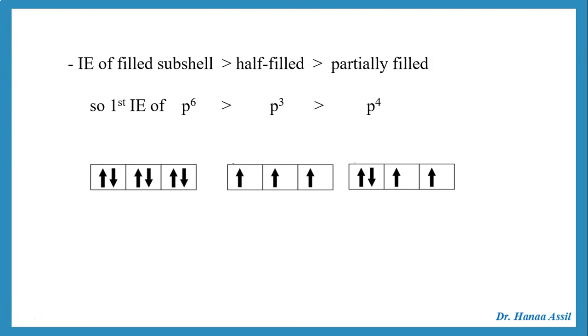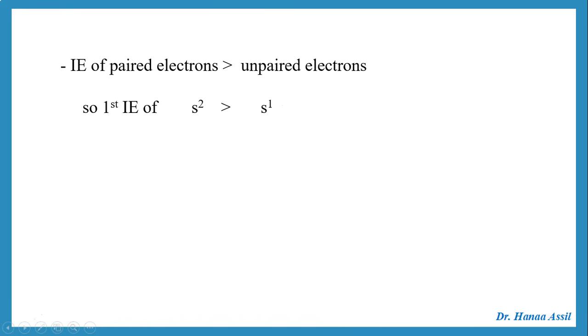Okay, so what else? Well, if I have an S sublevel, for example, if the S is filled, we said any sublevel that is filled is stable. And it is more stable than something that is half-filled. And the half-filled is more stable than something that has paired electrons. So if I'm comparing, taking an electron from an S2 or taking an electron from an S1, the one from S2 will need more energy because the S2 is stable, it's filled.